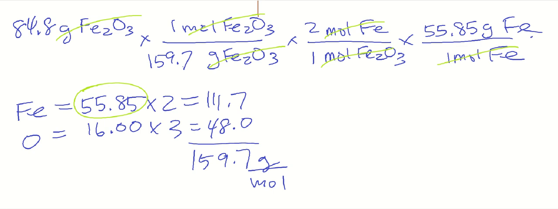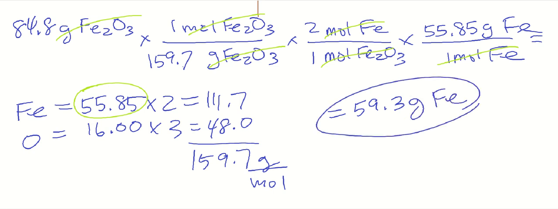Let's punch these numbers in. 84.8 divided by 159.7 times 2 times 55.85. We get 59.3. We'll use 3 sig figs because the given measurement has 3 sig figs, and the only unit we have left is grams of iron. So there's an answer to part A.